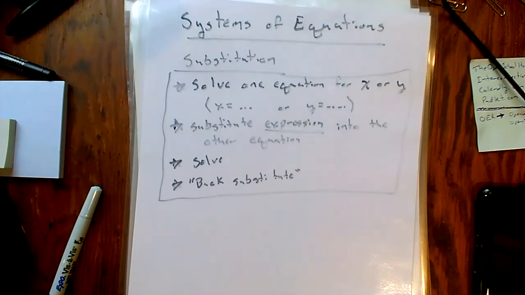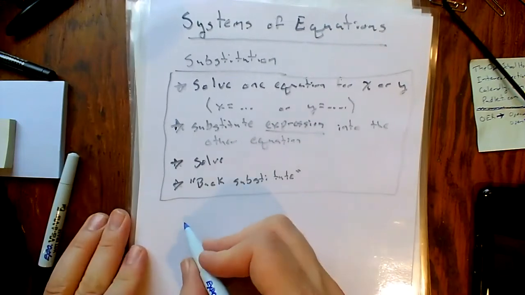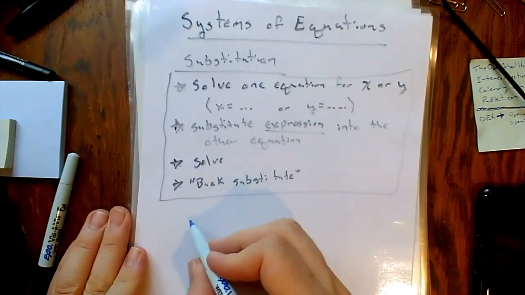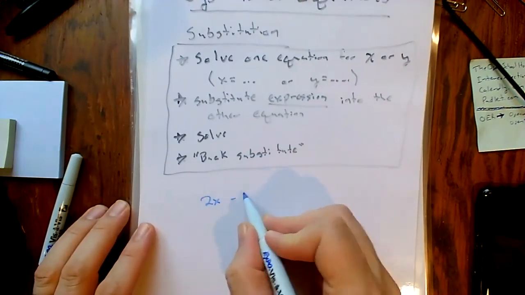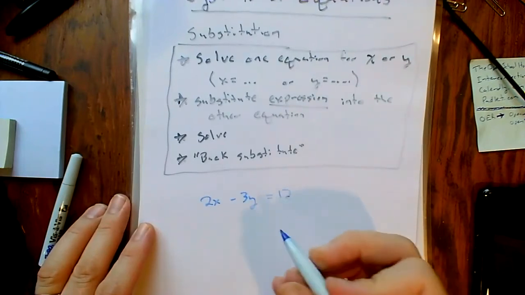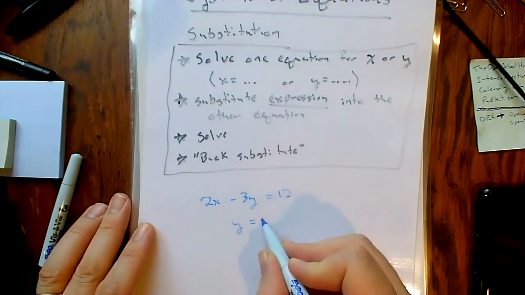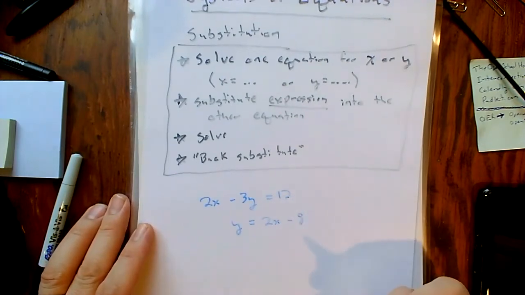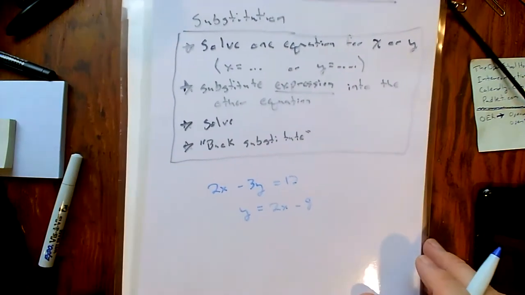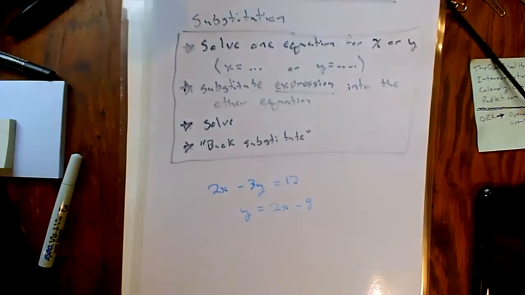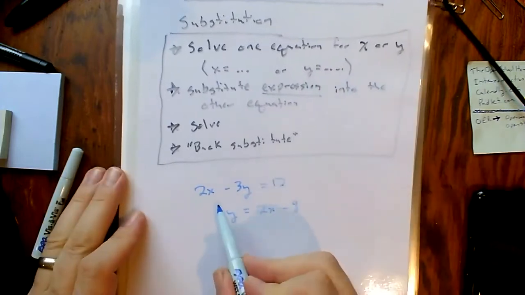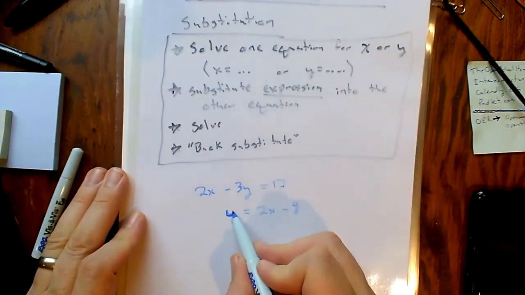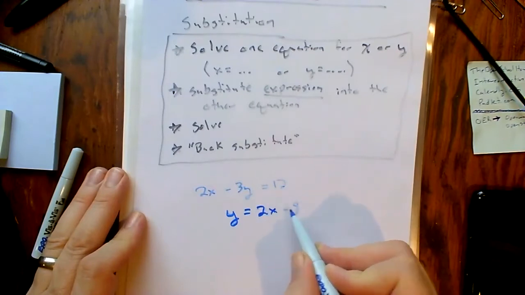Say we've got something like this. I'm going to actually give us one where everything is already solved on one of these equations. So here, let's do 2x minus 3y is equal to 12. And I'll do y is equal to 2x minus 8. With this, I've already solved this second equation for y. So this is y is equal to this 2x minus 8.